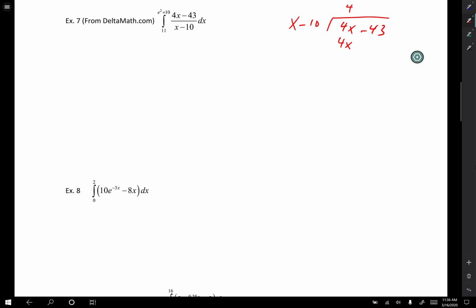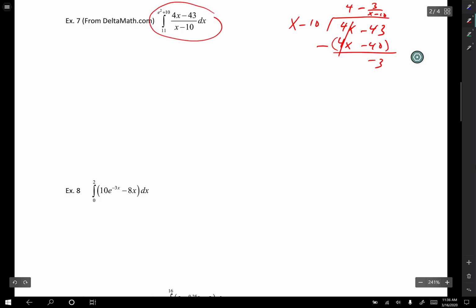4 times negative 10 is a negative 40. And I'm going to put parentheses. I'm going to subtract. The 4x's cancel out. Negative 43 plus 40, that's a negative 3. So 4 minus 3 over x minus 10. So now this guy, I'm going to rewrite it. Integral. Let's see. 4 minus 3 over x minus 10 dx.